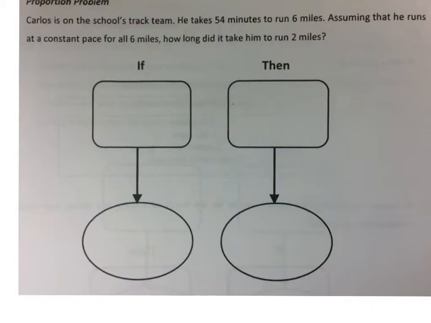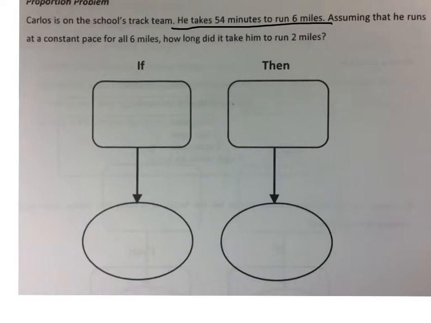Okay, the next problem says Carlos is on the school track team. He takes 54 minutes to run 6 miles. Assuming that he runs at a constant pace for all 6 miles, how long did it take him to run 2 miles? So we're going to go up to the question. We're going to see if we can find a ratio statement. Right here, it says he takes 54 minutes to run 6 miles. That's your comparison. So now that I found it, I'm going to put it in the if box.